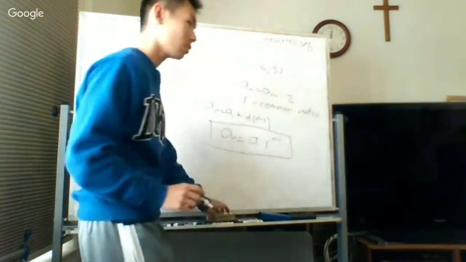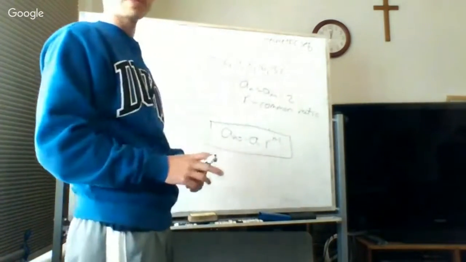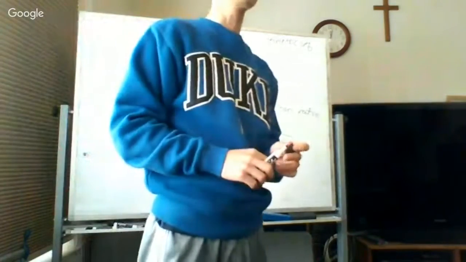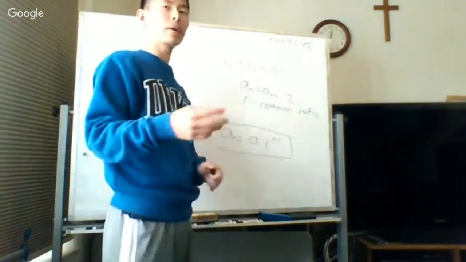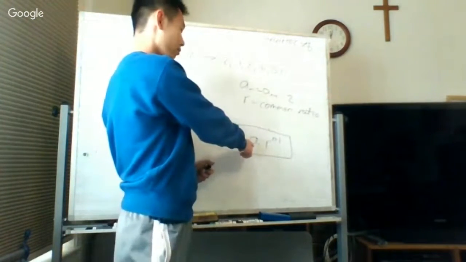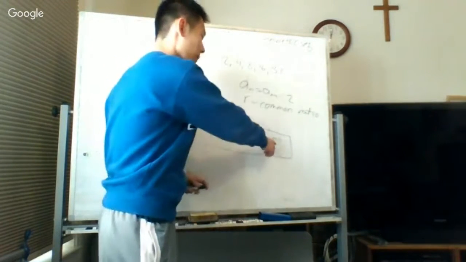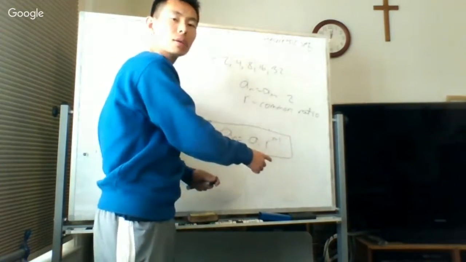Let me erase this so you don't get confused. This is our formula for the nth term of a geometric sequence. Very similar to the arithmetic, except we're just multiplying. Once we get the first term, instead of multiplying it n times, you have to multiply by n minus 1 times. Yeah? Okay.